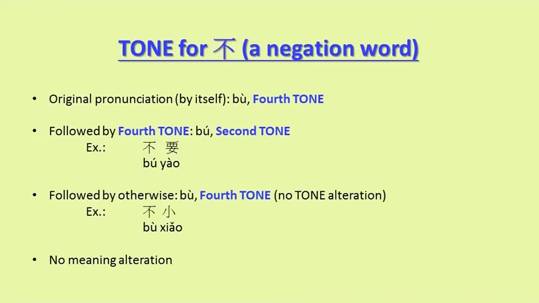Bu. By itself, it's pronounced with the fourth intonation, bu. If it's immediately followed by a fourth intonation, it's pronounced with the second intonation, bu. For example, buyao. Otherwise, it's pronounced with its standalone fourth intonation, bu. For example, bu xiao. With those intonation variations, the meaning is still no, not altered.